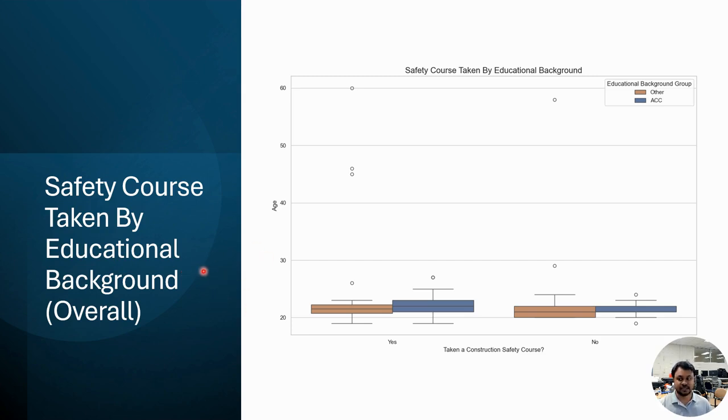Safety courses taken by educational background, that's our overall. So across both groups, most participants are in their early 20s, but there are some notable outliers, especially in the yes categories. You can see here indicating a few older individuals have completed safety training. The interquartile ranges here are relatively tight. I can say it's like 20 to 25 within the range, suggesting a concentrated age distribution for both groups.